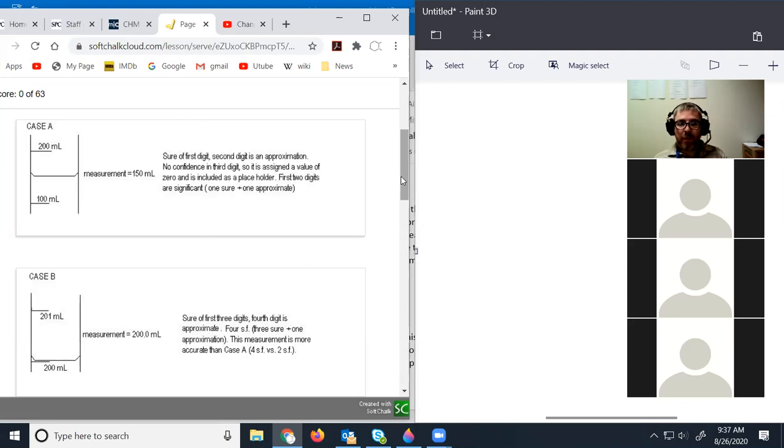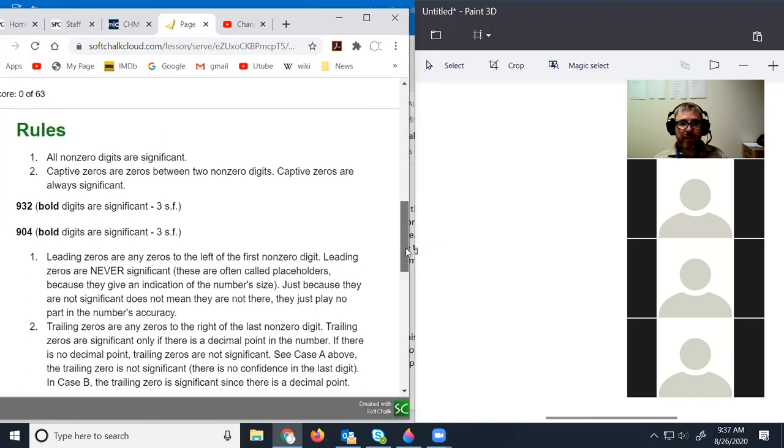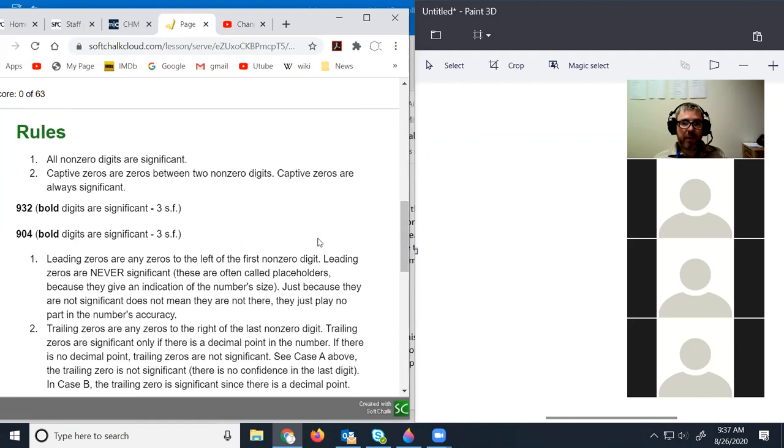So that's why they're important, because they define accuracy. So the rules: all non-zero digits are significant, and captive zeros are significant. Captive zeros are zeros between two non-zero digits. So if you've got 932, that doesn't have any zeros in it. That's everything there is significant. 904, that zero is significant because it's between two non-zero digits.